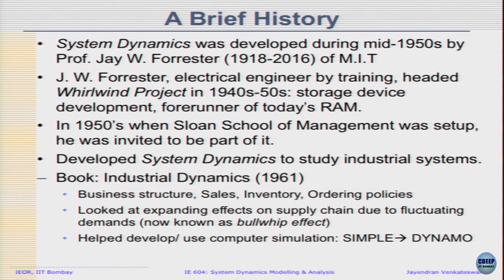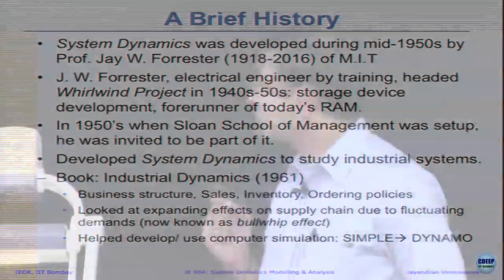1961. There he identified the business structures and looked at sales, inventory, and order policy in a very systematic manner, and looked at the expanding effects up the supply chain due to fluctuating retailer demand. This is now known as the bullwhip effect. Some of you might have heard of the bullwhip effect. It has its origins right here, in the 1950s work of Forrester. At that time, he didn't use the term bullwhip effect. He just pointed out the fluctuations.